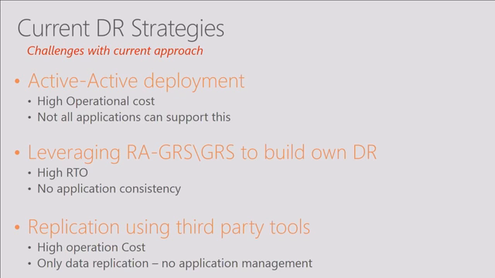Second, as Microsoft, we started to provide RA-GRS and GRS. The intent of these capabilities was to provide data availability, purely data availability. You can replicate and have the data available so that you can restore your data, and you don't lose your data.